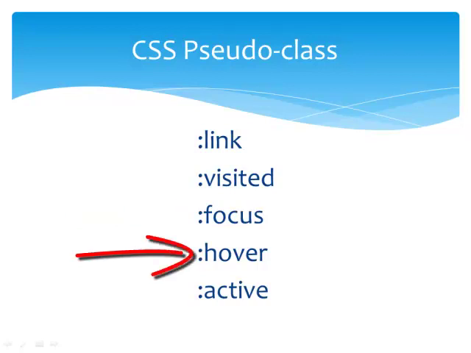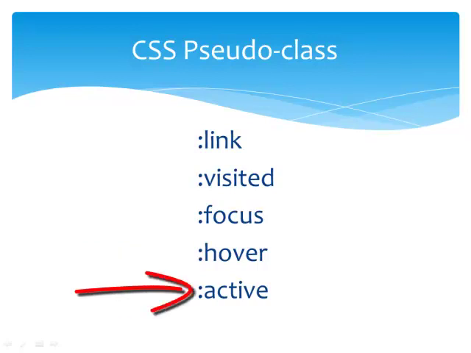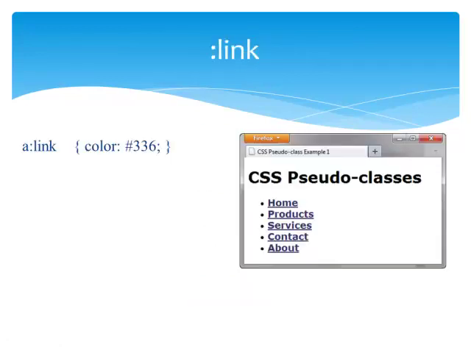The hover pseudo class is triggered when the user places the mouse pointer over the hyperlink. The active pseudo class is triggered when the hyperlink is active. The user has activated the hyperlink with the mouse or keyboard and the new page is about to display in the browser. You do not have to code all the pseudo classes, but they must be coded in the order listed: link, visited, focus, hover, and active.